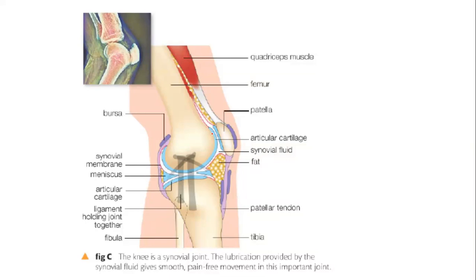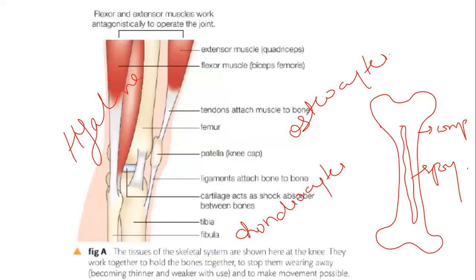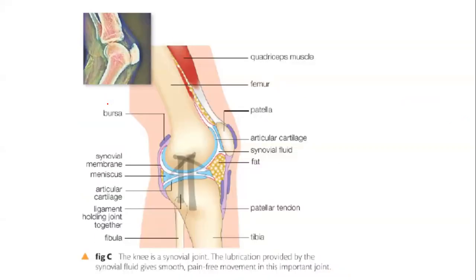So if, for example, I want to flex my arm or extend my arm, we have the bicep muscle and we have the tricep muscle, right? What will happen is that when the bicep muscle contracts, the tricep muscle will relax. And when the tricep muscle contracts, the bicep muscle will relax. So they have to work together in pairs, right?